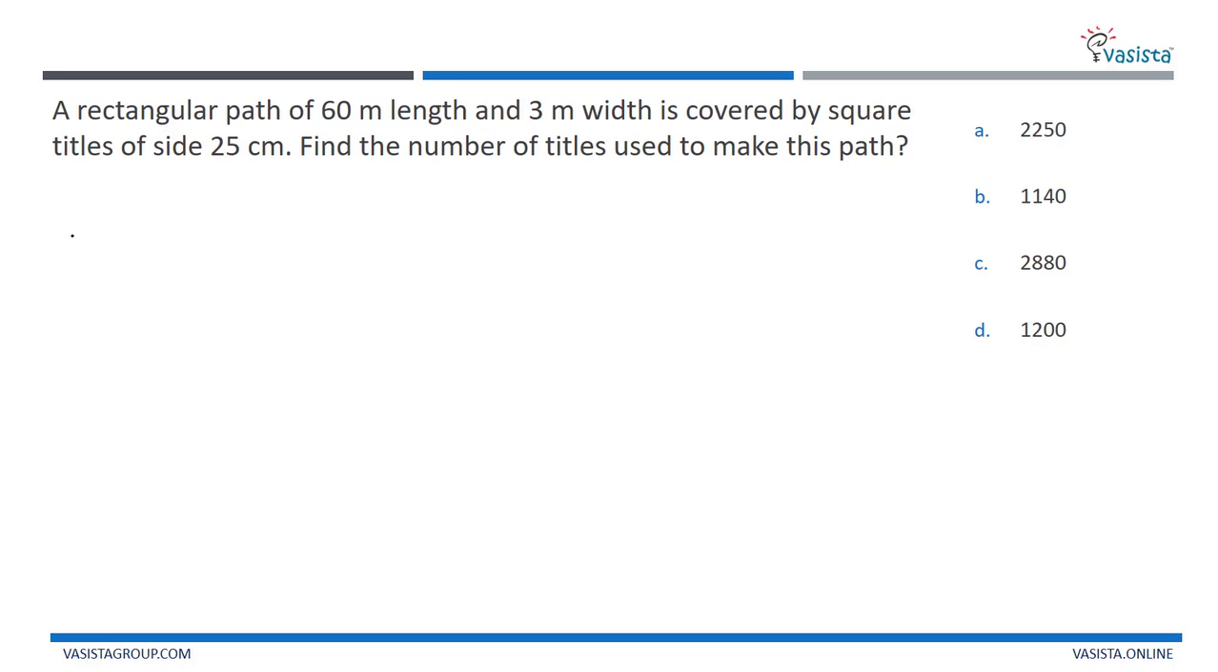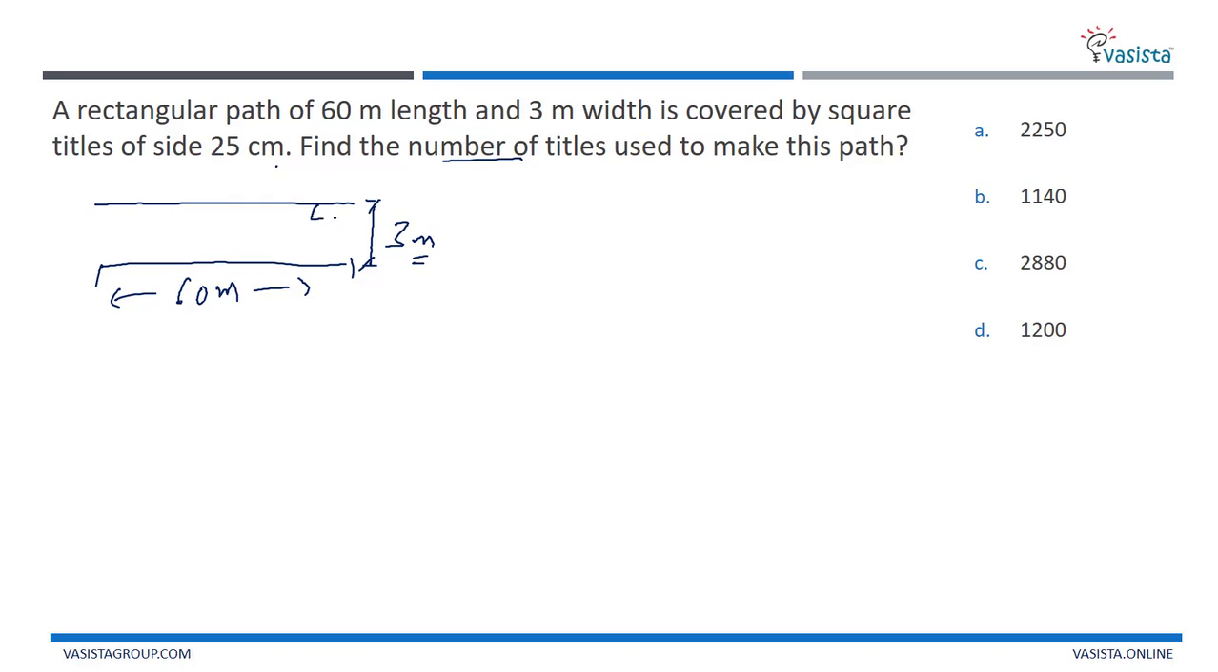See, there is a path. Let us check out this. There is a path like this, right? And this is going to be 60, and this is going to be 3 meter, right? Okay. Now 60 meter this is, right? Find the number of tiles used to make this path.